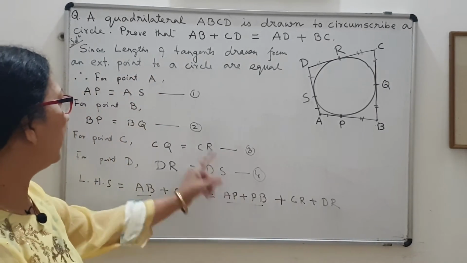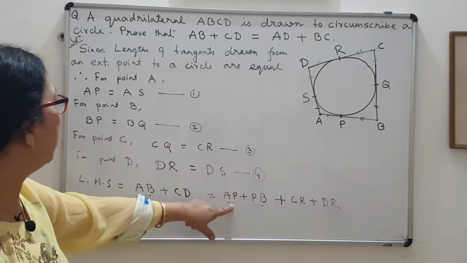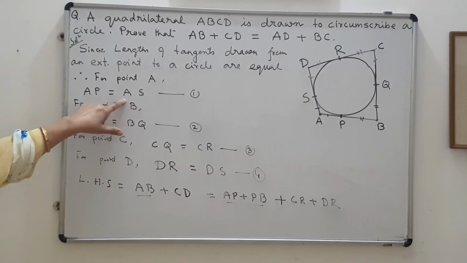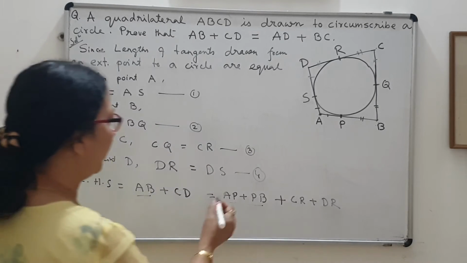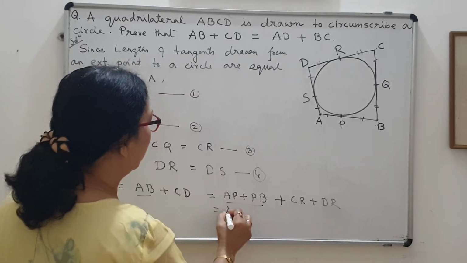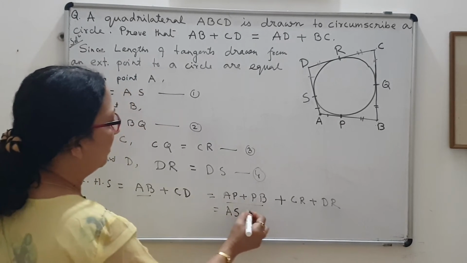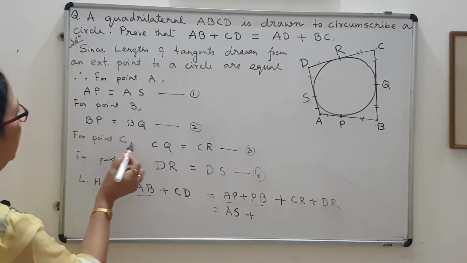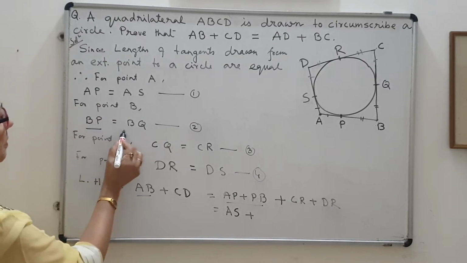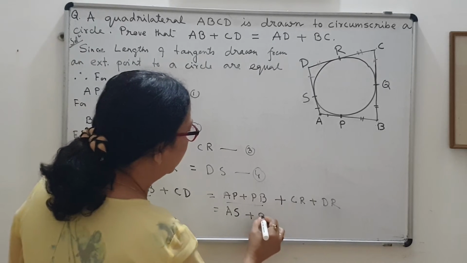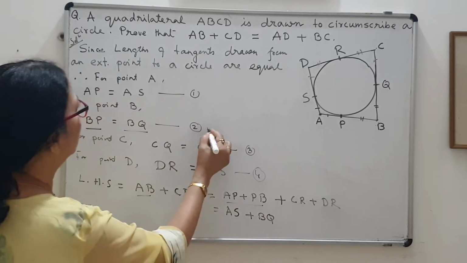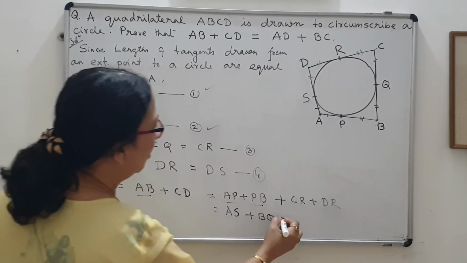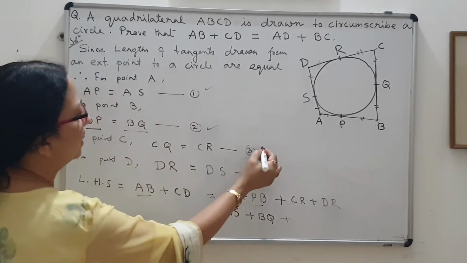After that, we will be applying these 4 equations. AP can be replaced by AS by equation 1. So AP is AS. So in the next step, in place of AP I am writing AS by using 1. Then PB can be replaced. PB means BP, that is BQ. So I have applied equation 2, 1, 2 applied. Now CR can be replaced by equation 3.